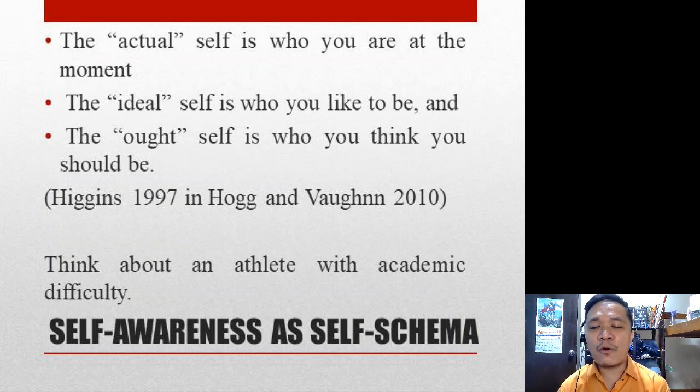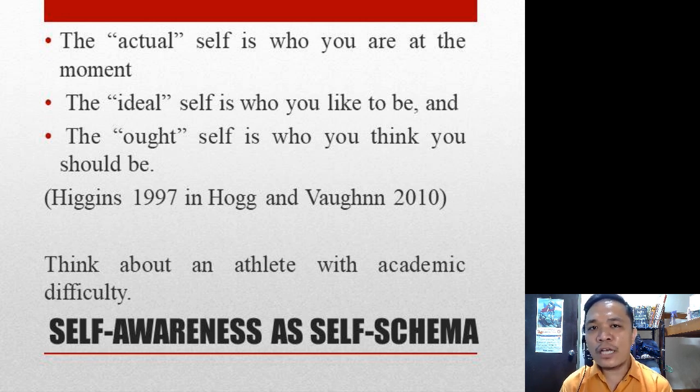According to Higgins 1997 in Hag Fogman 2010, there's what we call the actual self, the ideal self, and the ought self. So what is this actual self? The actual self is who we are at the moment. So what you are today, you are a student, you are a teacher.